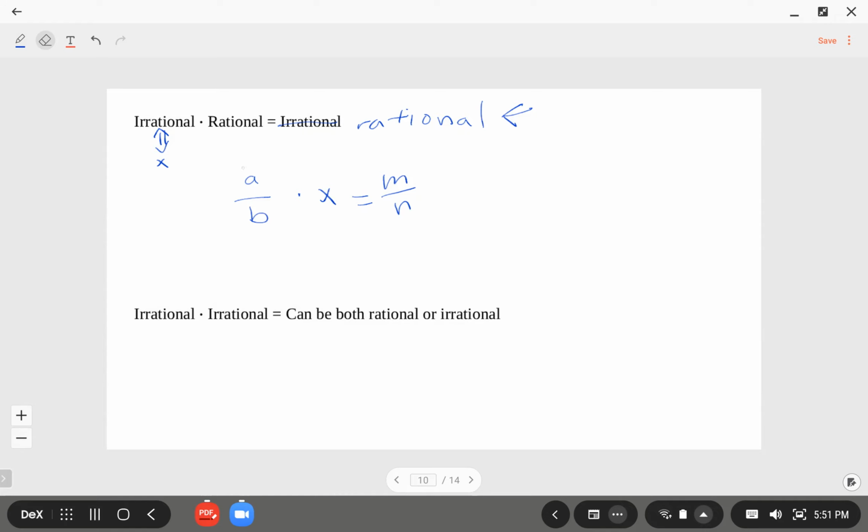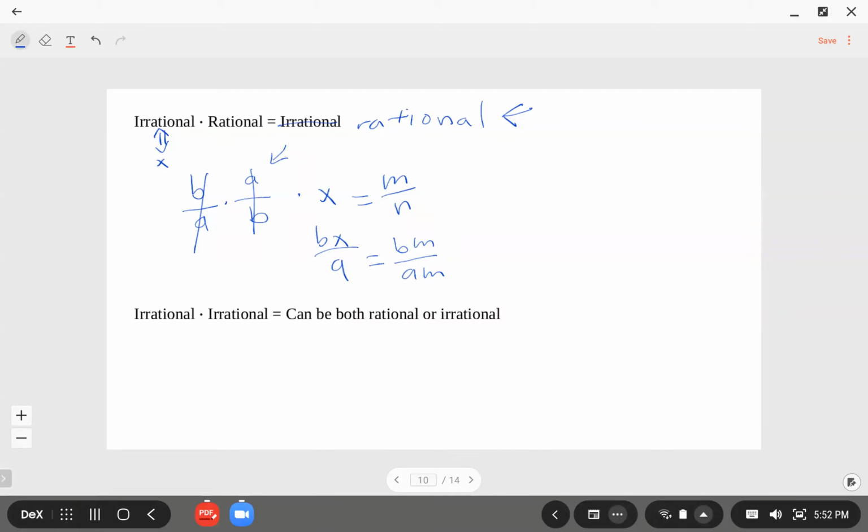So let's multiply every term by b over a. Then these will cancel out, right? And we also multiply x by b over a. So bx over a equals bm over am. So now we get this after we multiplied every term by b over a. We canceled out this rational number, and now we only have two numbers here.